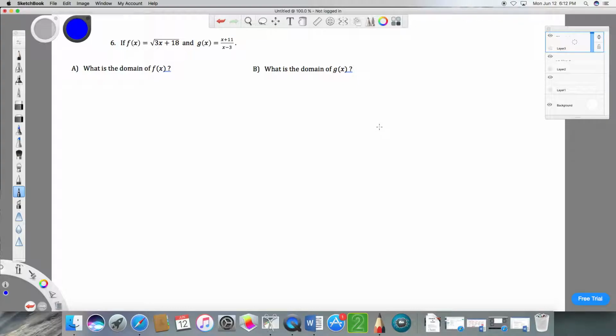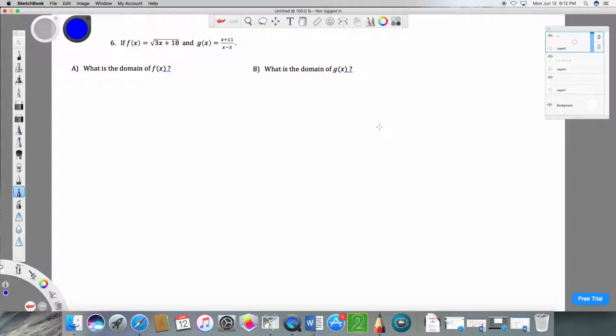Whenever you're finding the domain, you know that the default answer is the set of all real numbers. But you have to take a closer look at the expression and know that it's the set of all real numbers excluding any values of x that would cause division by 0, and also excluding any values of x that would cause us to take the square root or even root of a negative number.